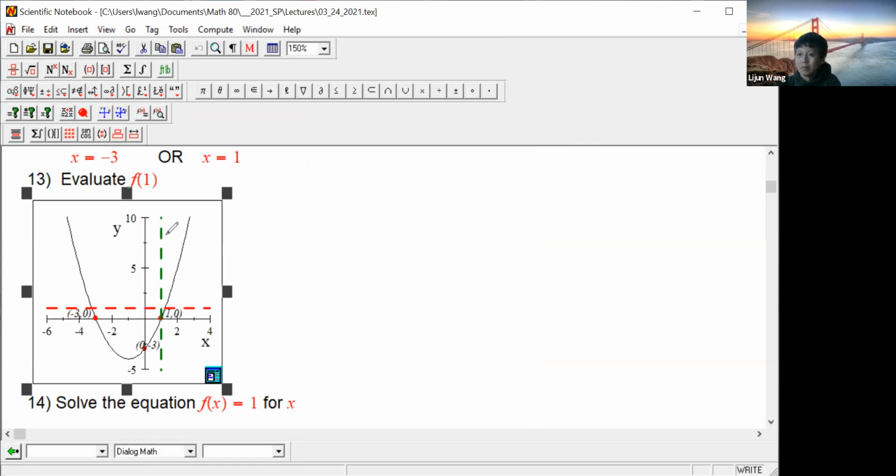The green is x equals 1. The red is y equals 1. So, sorry, I need to change the color. I'm going to change the color to green. It doesn't allow me to change different colors. I'm sorry. So you just have to remember the green line and the red line. Which cut is for 13 and which cut is for 14? Can you tell me?